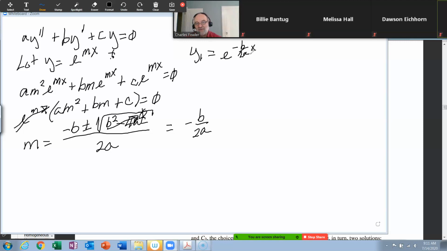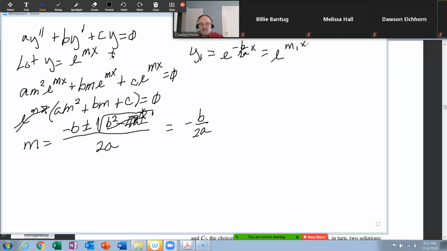Now, we don't have to call it that. We could just call it M1. That'll be a little easier. It helps us a little bit. Let's just do that. Equal e to the M1x. M1 happens to be minus b over 2a. But there's your first solution.